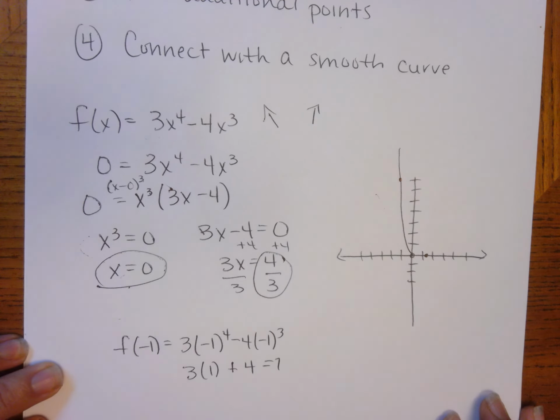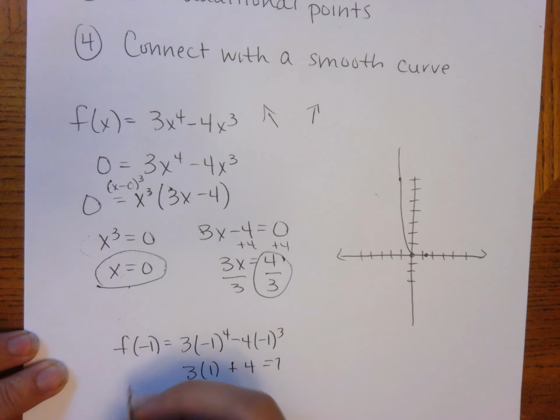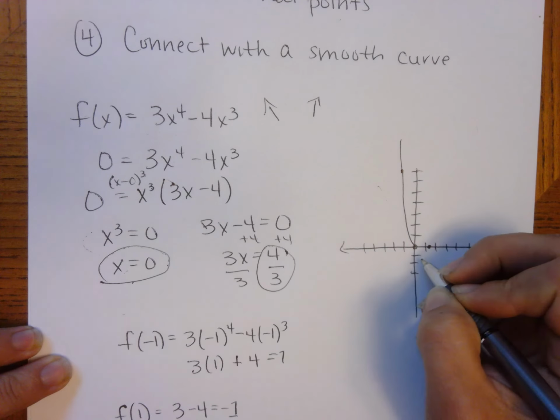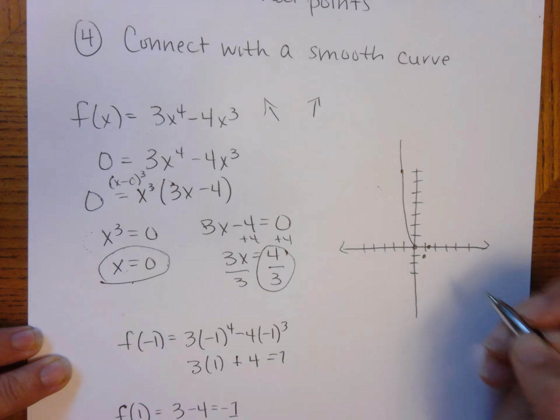All right, so let's also use 1. So f of 1, that's a nice easy one to figure out. That's just 3 minus 4, which is negative 1. Right, so I have this point down here at negative 1.